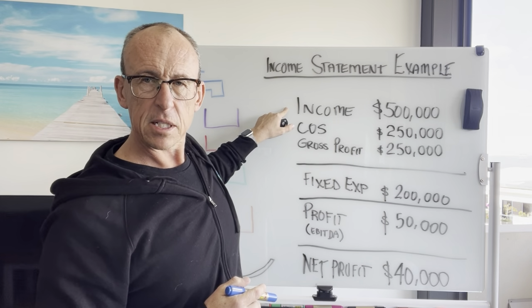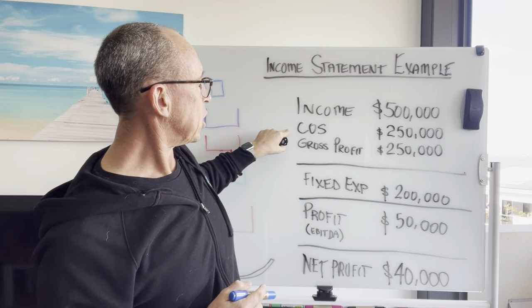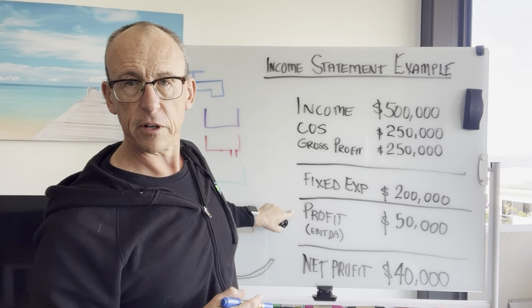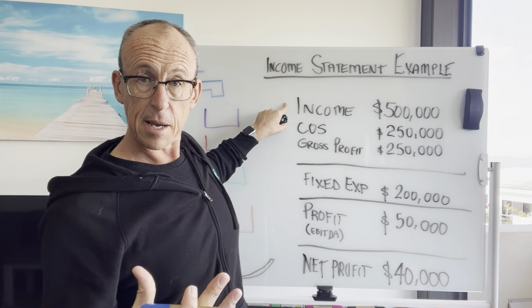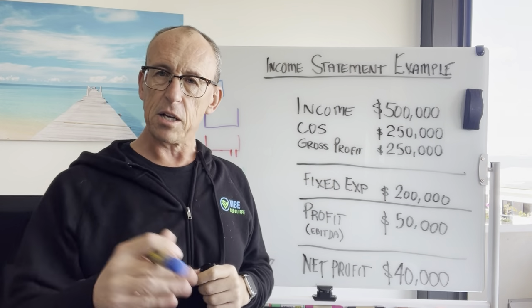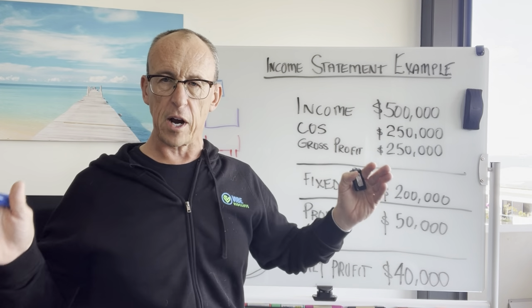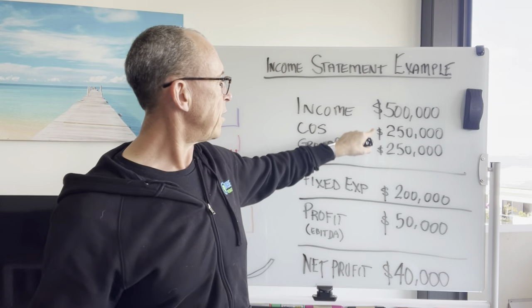An income statement is constructed of these key areas: the income into the business, the cost of sales, and the gross profit. Fixed expenses, profit, and then net profit. So let's look at how it's constructed with an example to start with. So income, sales, revenue, all mean the same thing. So in this business, we've got a 12-month time frame we're looking at here, $500,000 worth of income or revenue.